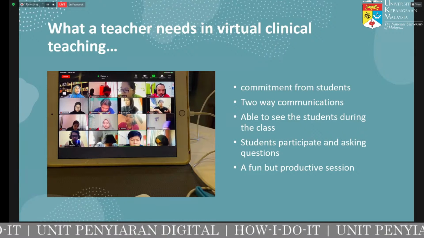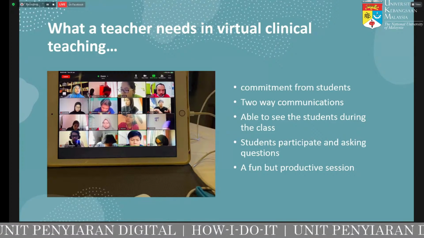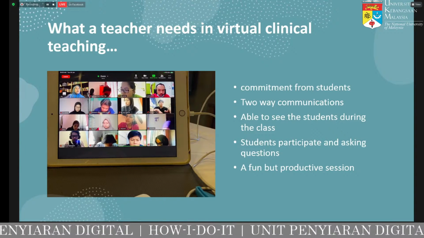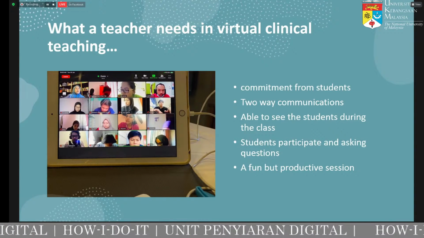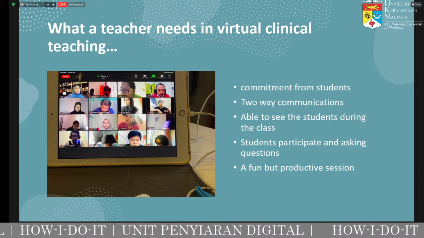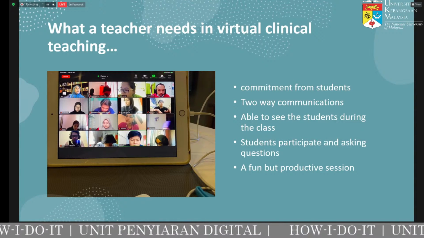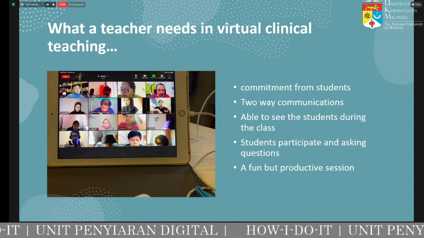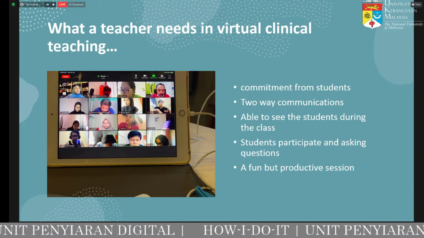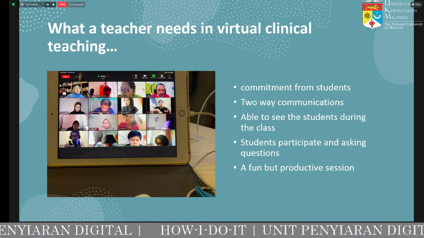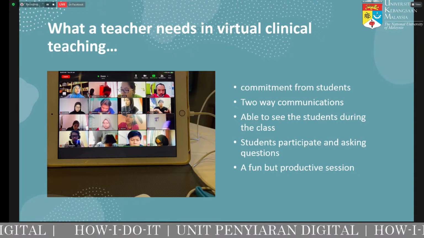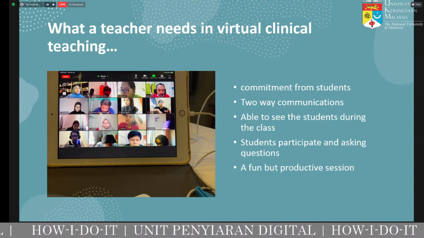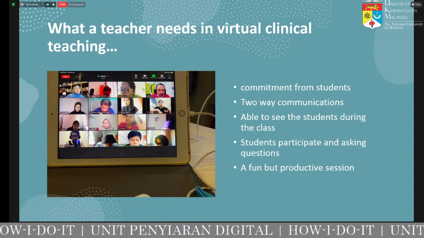The third thing is being able to see the student during the class, able to see the student write, talk to you, and communicate with you. The fourth one is students participating and asking questions. The final one is a fun but productive session. It's quite a high task, but I think that is what the student wants. I think the current generation wants a fun, productive session.